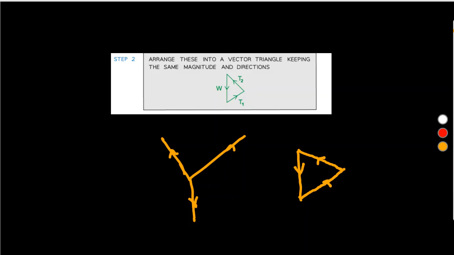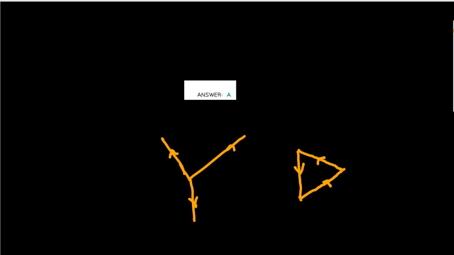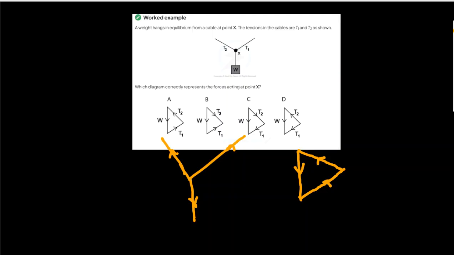So the answer to this question now is A. And what is A? A is this.